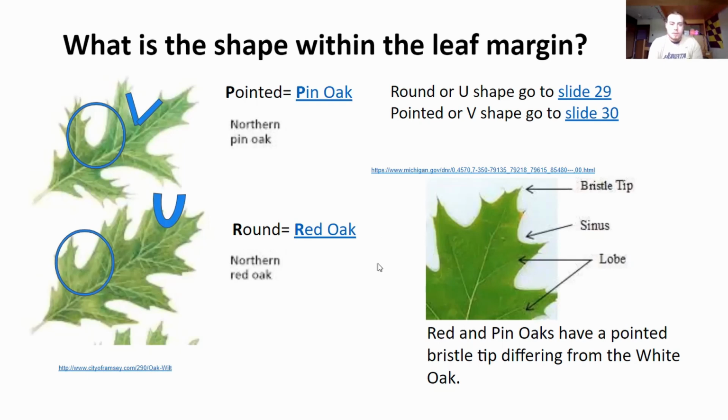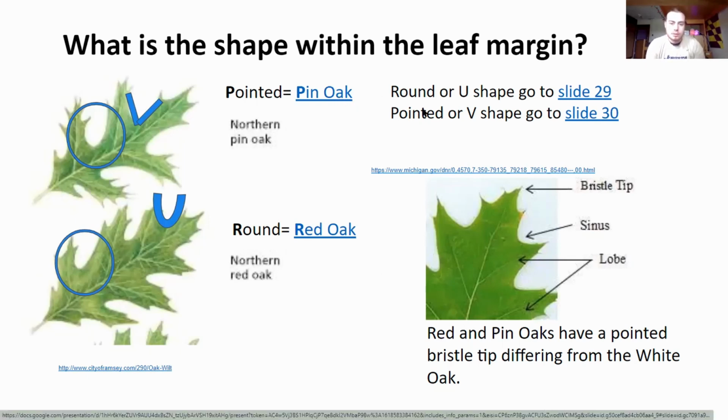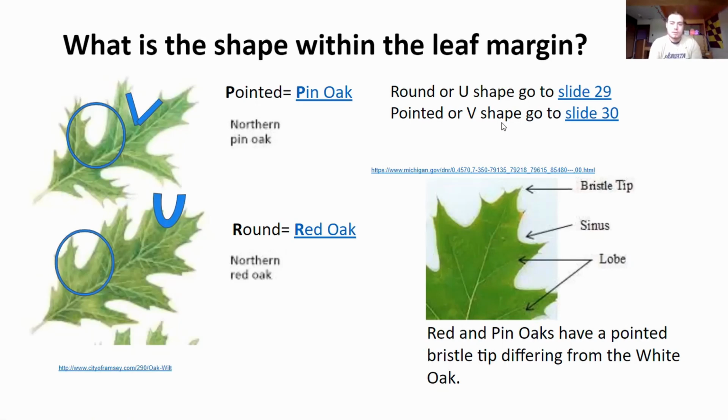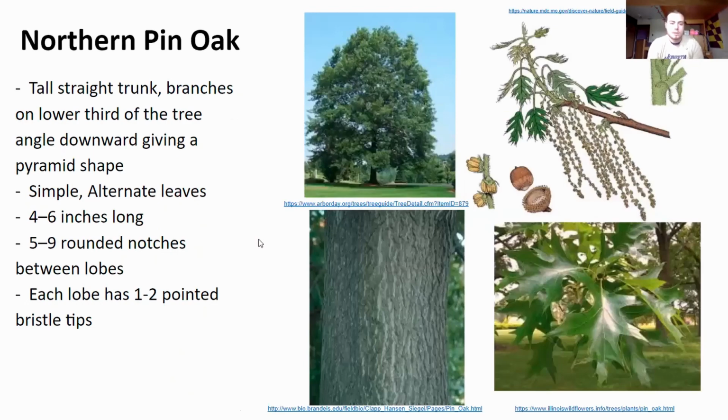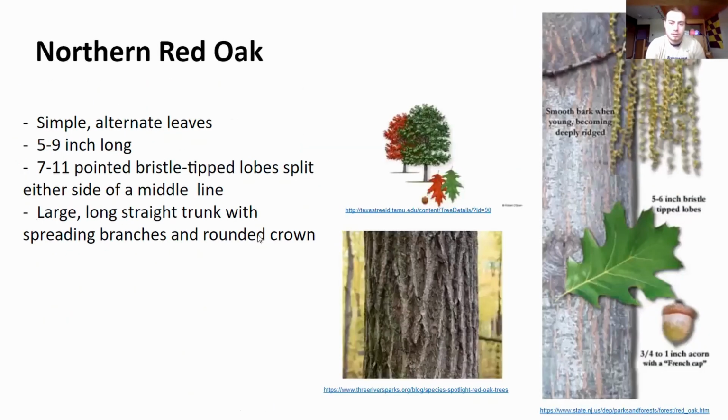And then once you find out which leaf you have, you can either click on slide 29 for the red oak or slide 30 for the pin oak, and you can get more information to have a more distinct view, to be definitely certain that that's the correct tree that you're identifying.